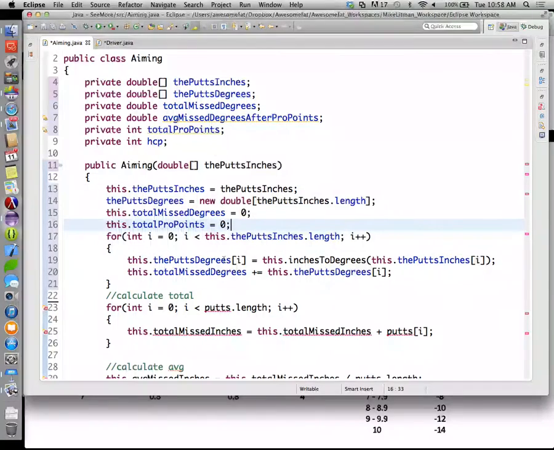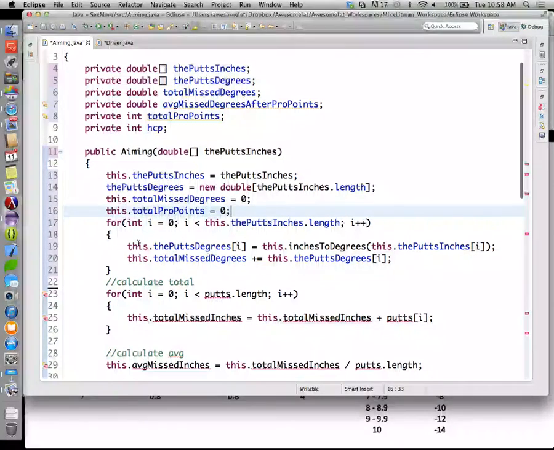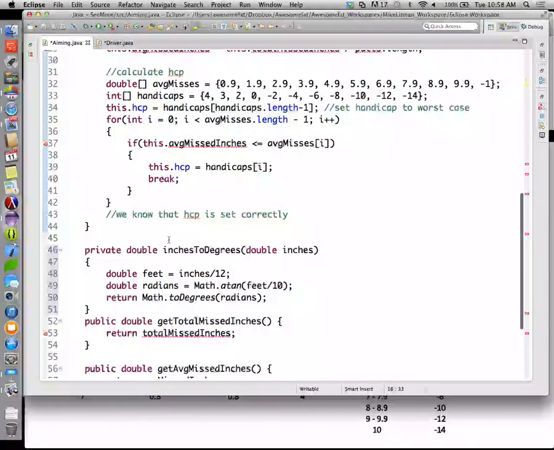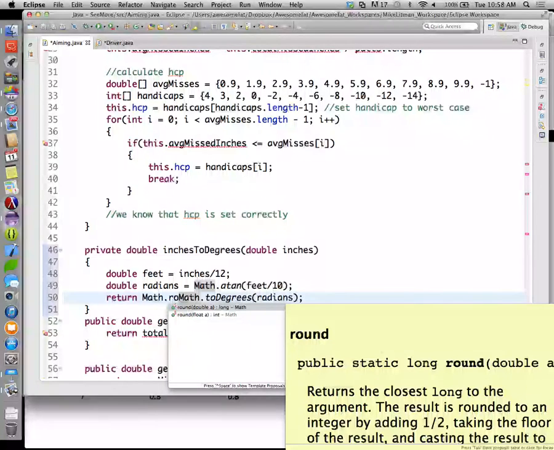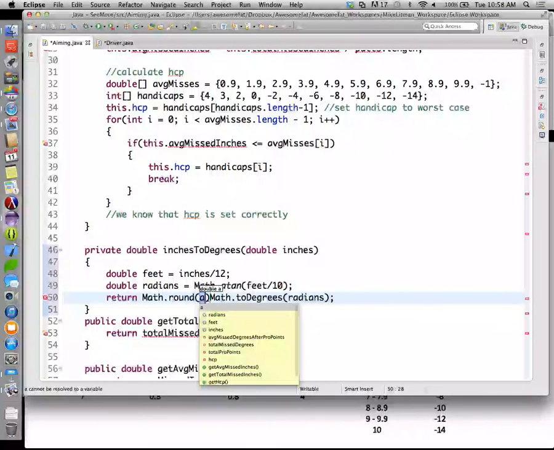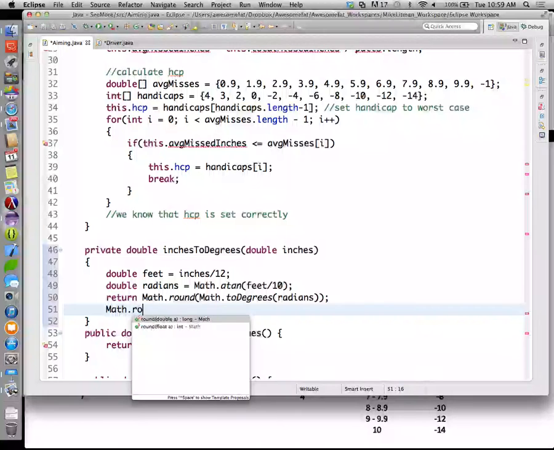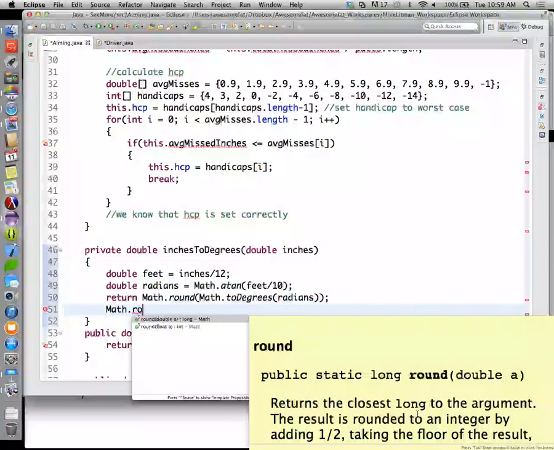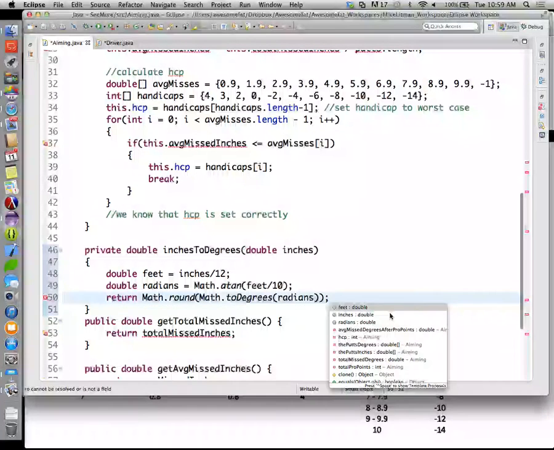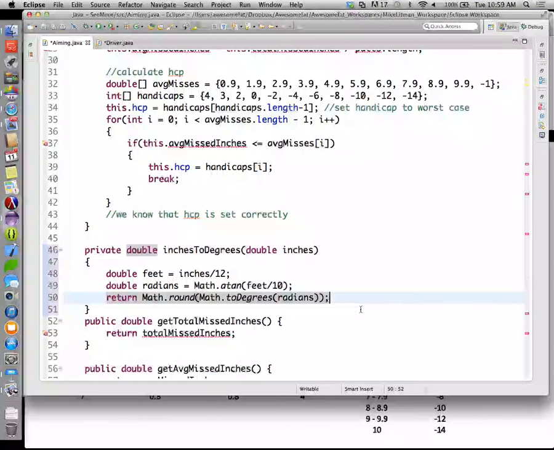So let's go ahead and inside of our function for inches to degrees, before we return it, we're going to say Math.round. That should round it for us.